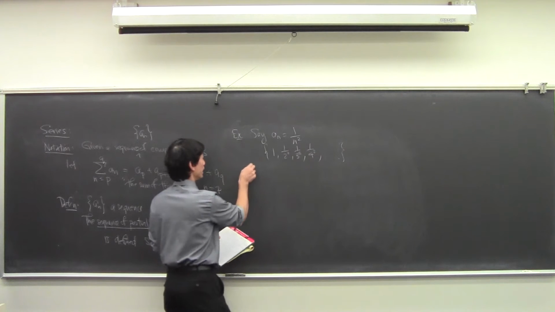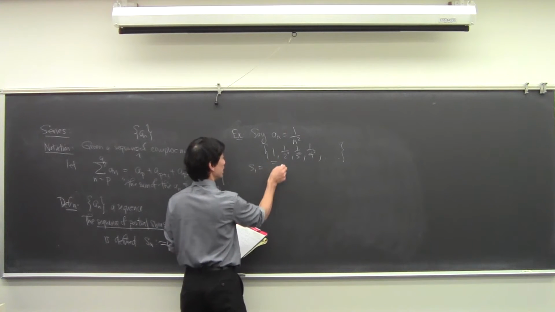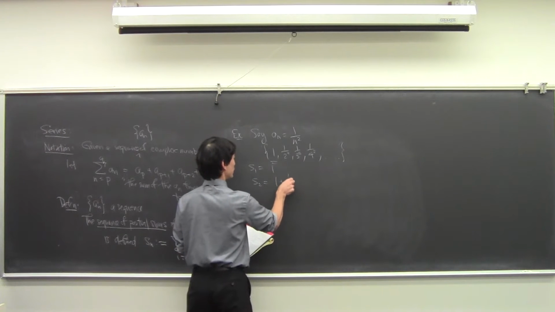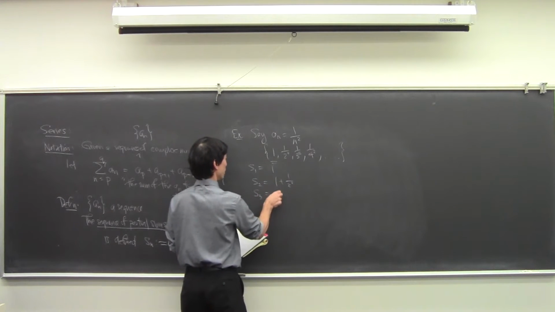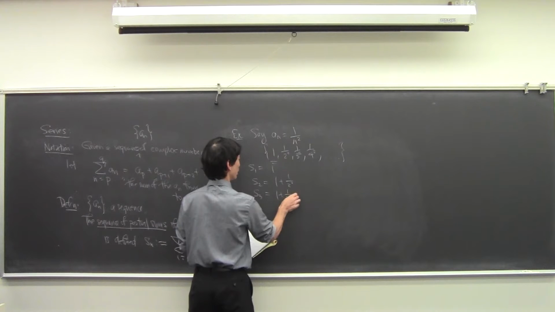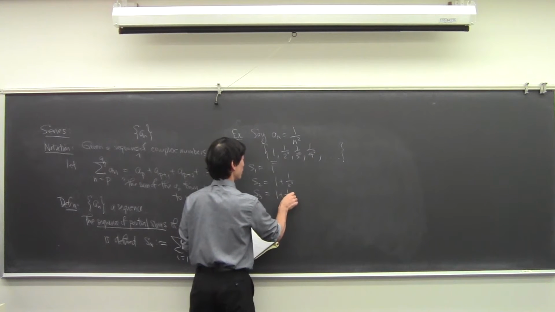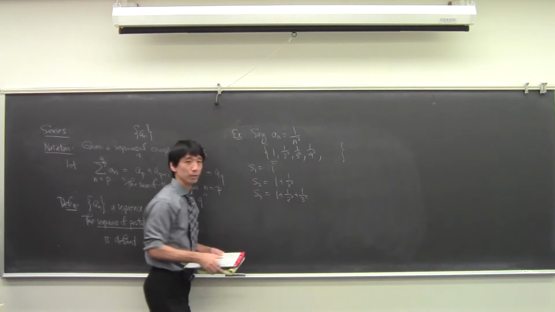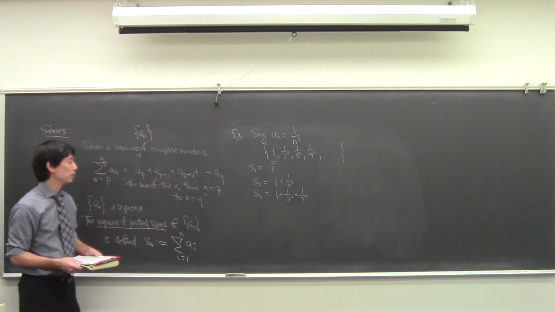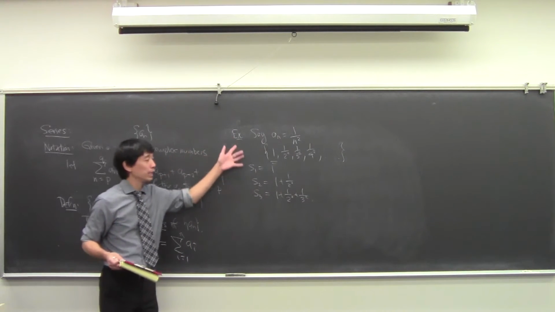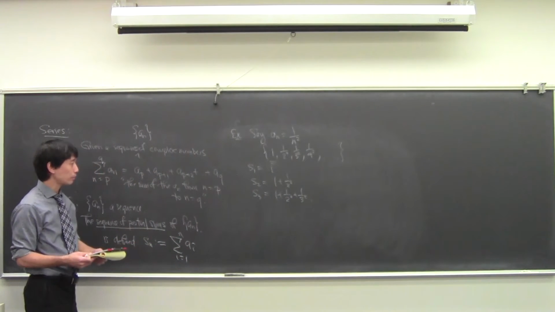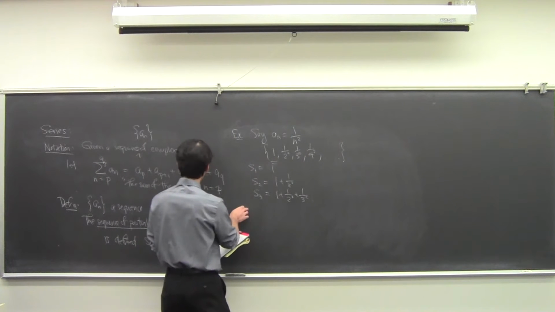Then S sub 1 is just the first term. S sub 2 is the sum of the first two terms. S sub 3 is the sum of the first three terms, and so on and so forth. So you have some sequence, and you have the sequence of partial sums.